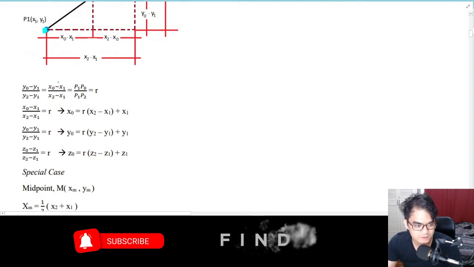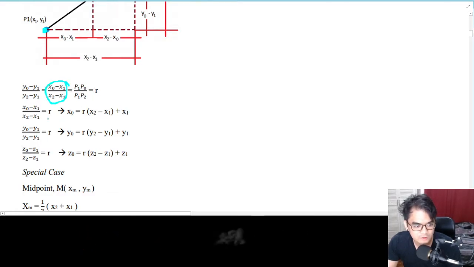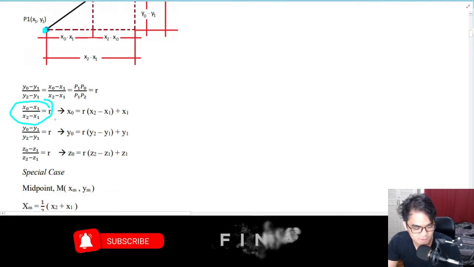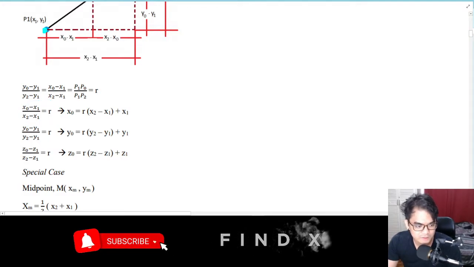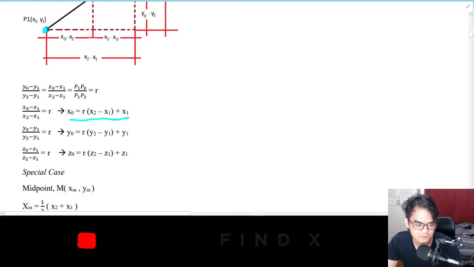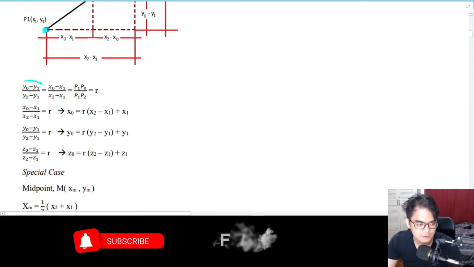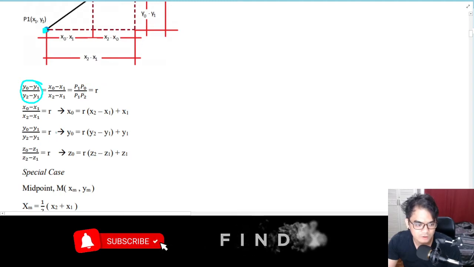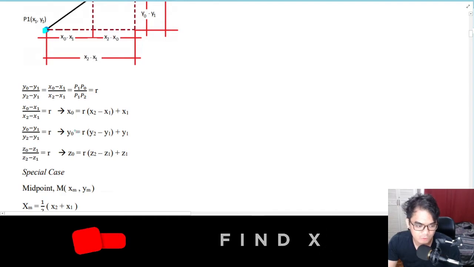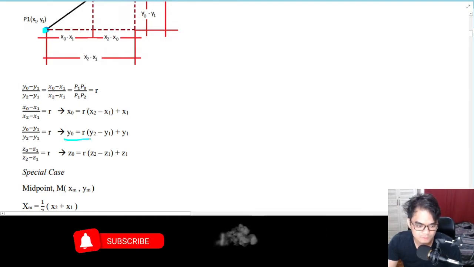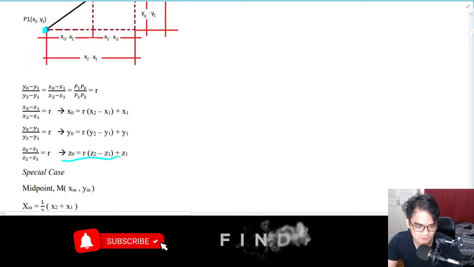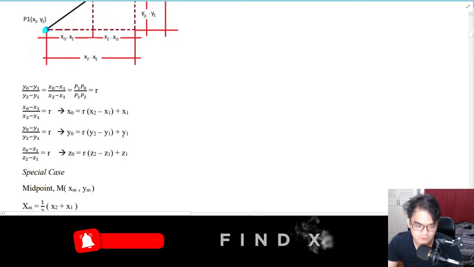So if you arrange this one, you'll have here this one equal to r. You'll end up with something like this, and then rearranging that to isolate x0, x0 will become like this. Same thing with the y, this one equal to r. So here you go. And then next one, isolate y0. So isolating y0, you'll have something like this. If it is 3D, you'll have a z value, or the third coordinate.